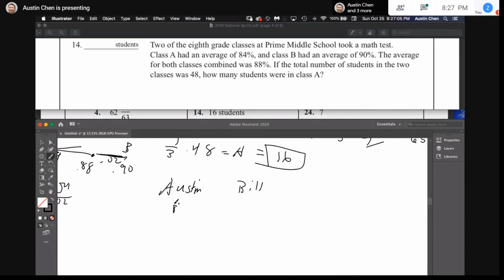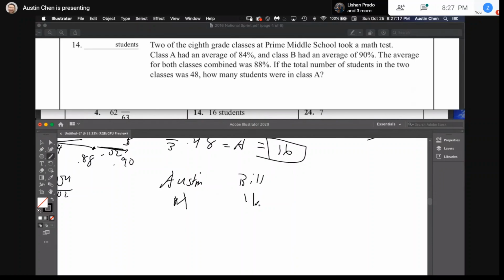So let's say I've taken only 4 AMC tests over the summer, and Bill has taken 11 AMC tests over the summer. Let's say Bill got an average of 120 on his AMC tests, and I got an average of 80 on mine. Well, what is the average of all of our AMC tests together?